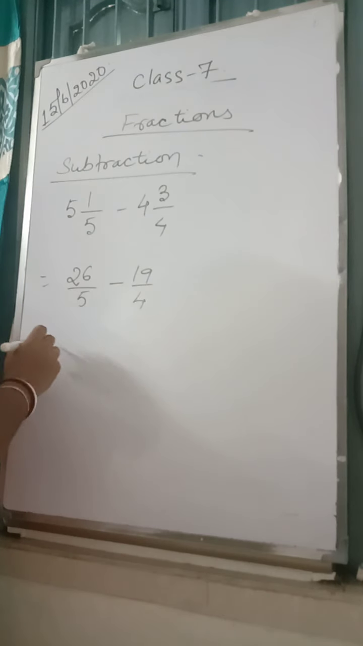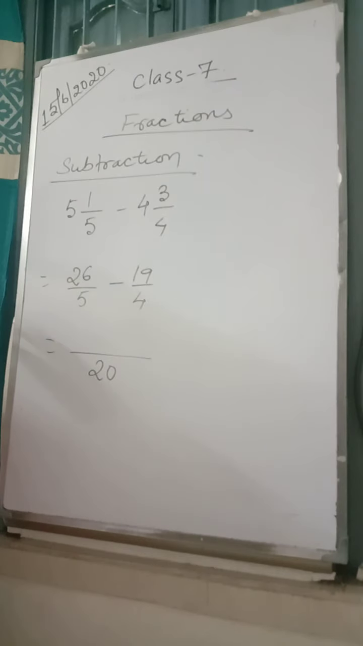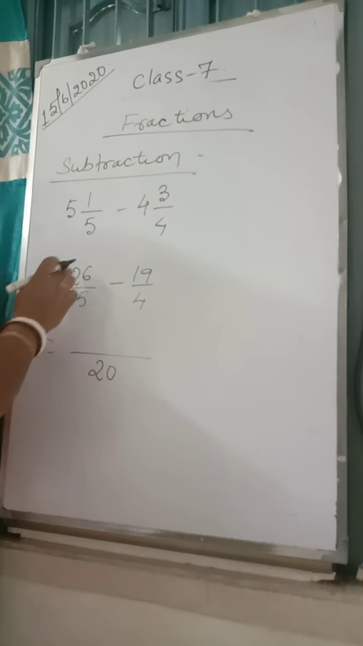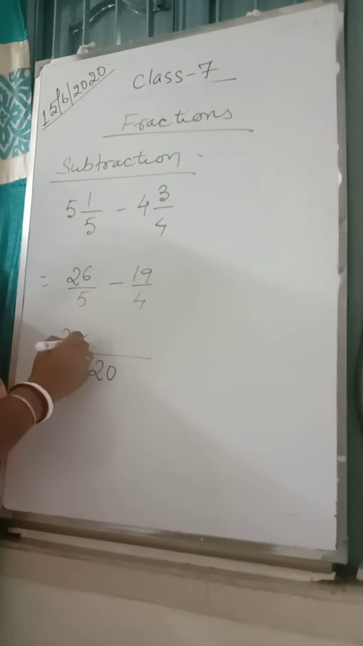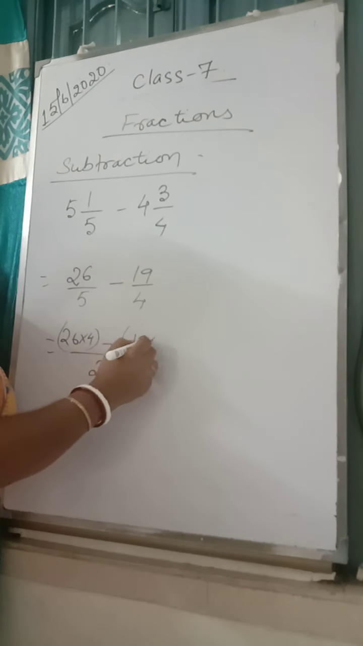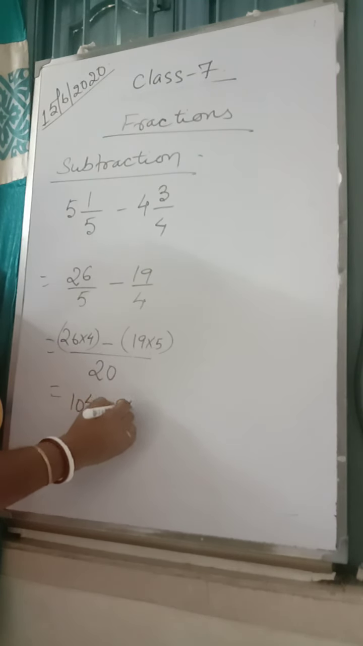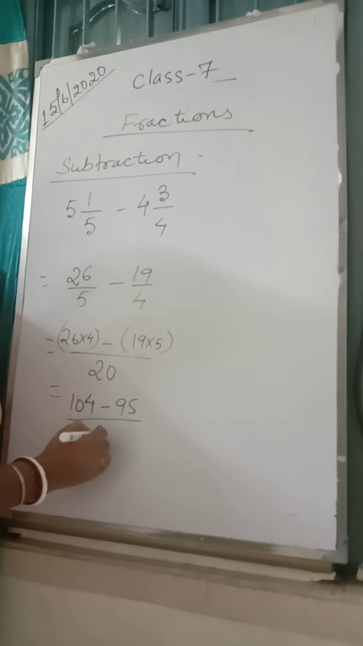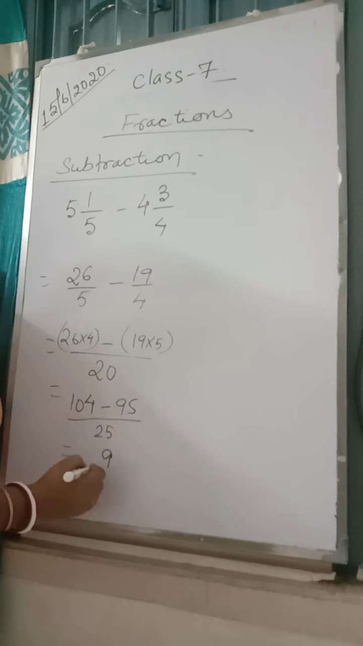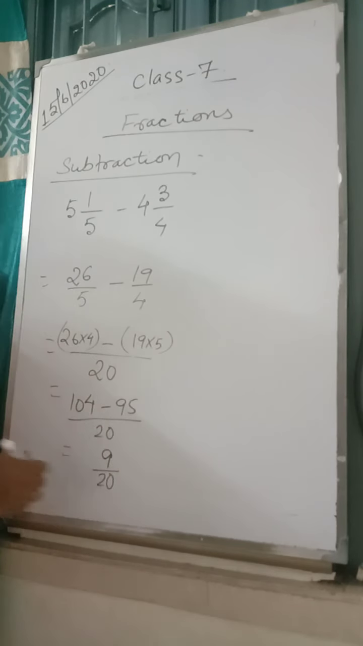Now 5 and 4 are not like terms. We will convert into like terms. We will get the LCM, that is 20. 5 4s are 20, so 26 into 4. Minus 4 5s are 20, so 19 into 5. 104 minus 95 by 20. Now 9 by 20 will be the answer.